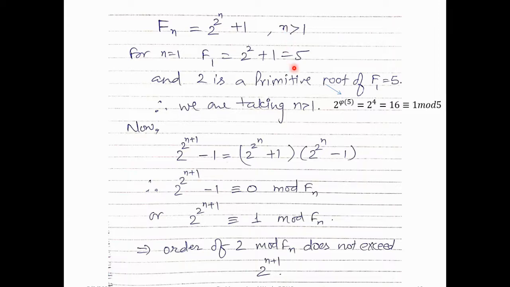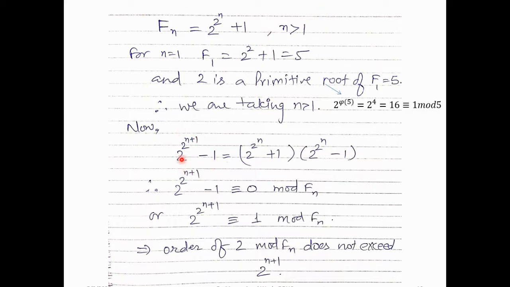Why have we taken n greater than 1? Let's see what happens if n is 1. If n is 1, then F1 will be 2 to the power 2^1 plus 1, that is 2 squared plus 1, which is 5. And 2 is a primitive root of F1, which is 5, because you can easily calculate the order of 2. The order of 2 is 4, because 2 to the power 4 is 16, which is congruent to 1 modulo 5. And therefore, we have taken here that n is greater than 1.